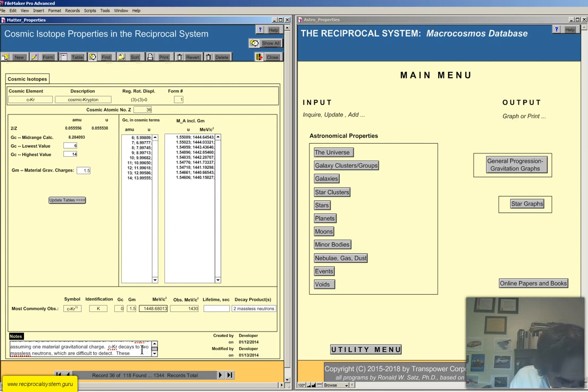Assuming 1 material gravitational charge. Cosmic krypton decays to 2 massless neutrons, which are difficult to detect. These massless neutrons then eventually combine with material neutrinos to create protons. Okay, so that's how that operates. I think we've covered probably enough here.